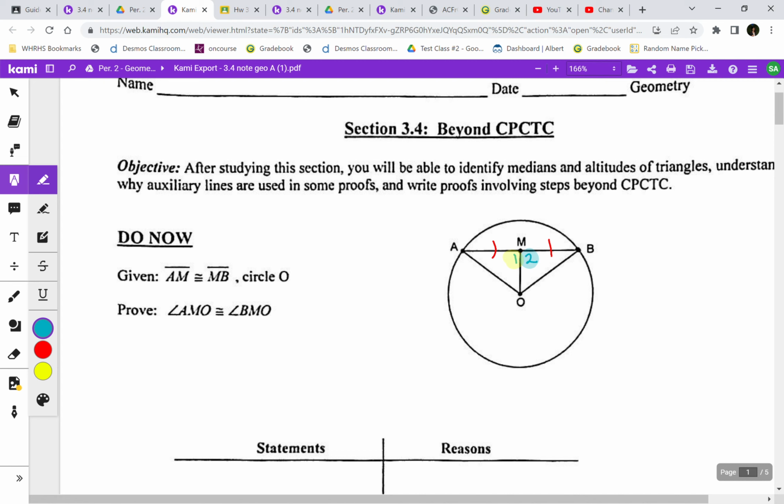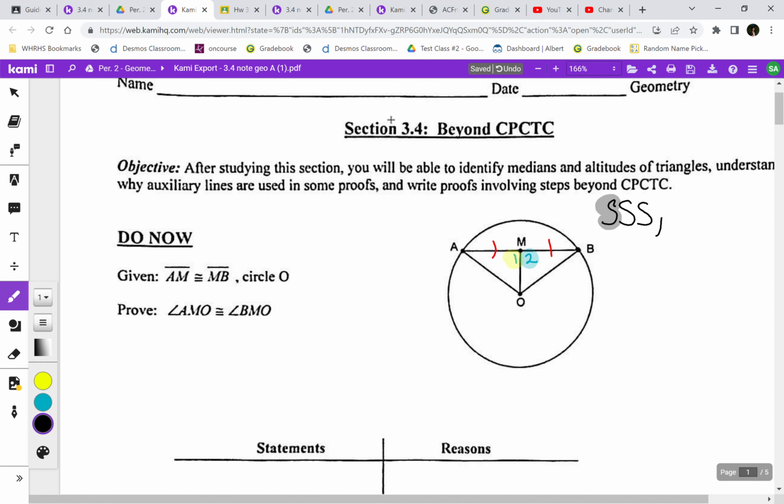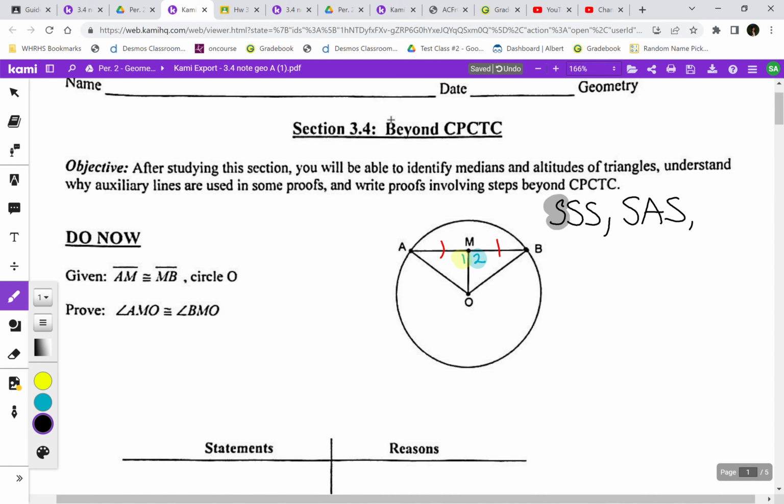Yes. What are the methods of proving triangles congruent? Somebody tell me one method. Side, side, side. Side, side, side is one way to prove triangles congruent. Tell me another way. Side, angle, side. There's one more way. Excellent. Angle, side, angle. These are the only ways to prove triangles congruent.